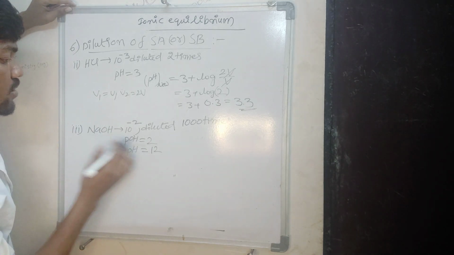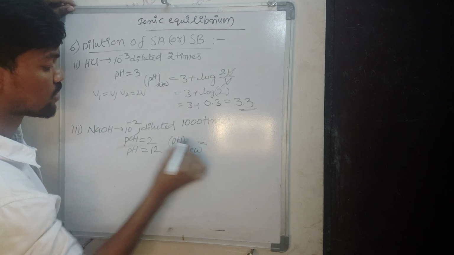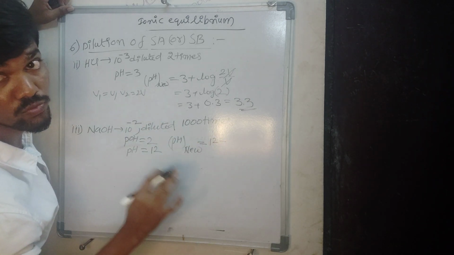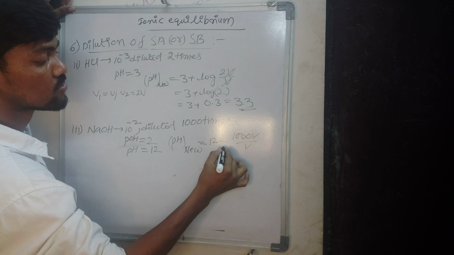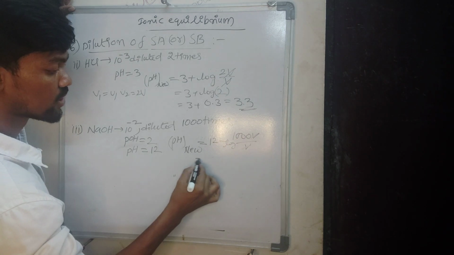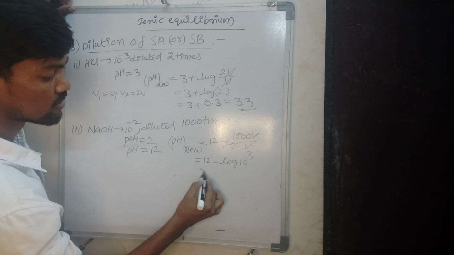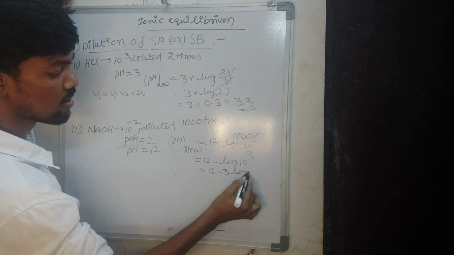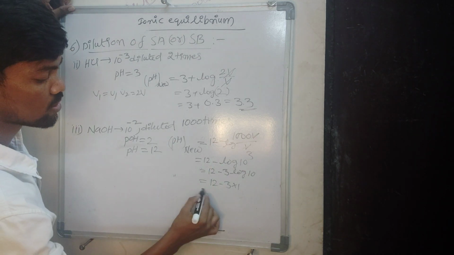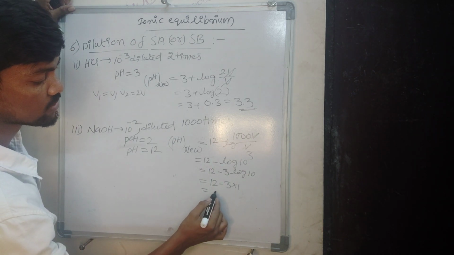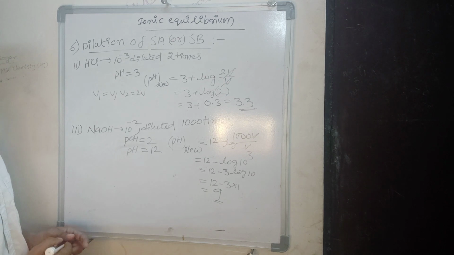This is the old pH. Now we have to find the new pH. How much is pH new? This is a strong base, so we use 12 minus log V2 by V1. V2 means 1000 times V, by V. The V's cancel. So 12 minus log 10 cubed. The 3 comes forward: 12 minus 3 log 10. Finally 3 into 1, since log 10 is 1. So how much is it? 9. Yes, 9 is the correct option.